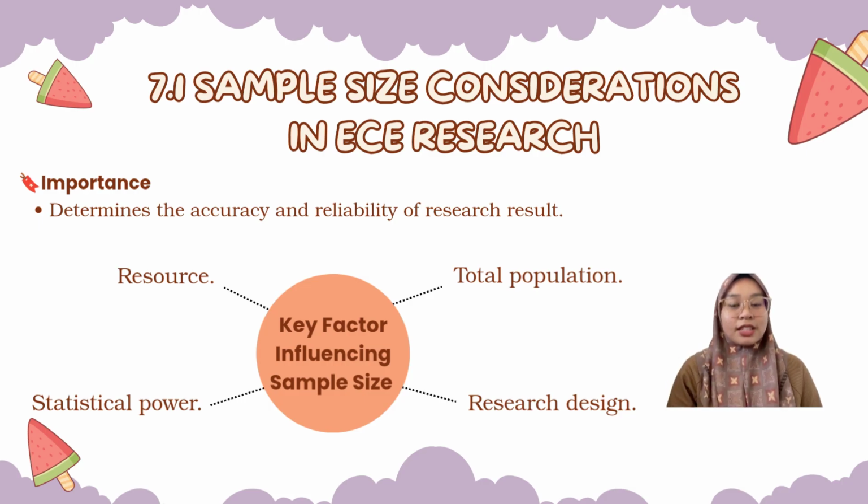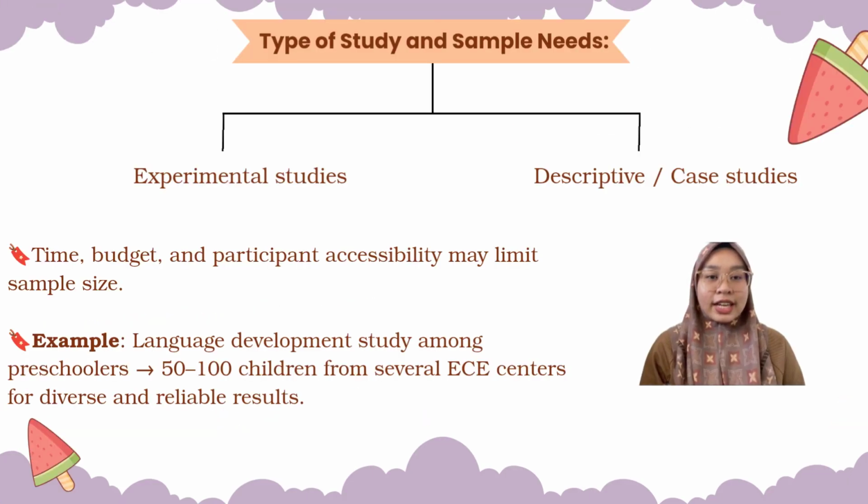generalizable results. Experimental studies often require a bigger sample to detect measurable differences between groups, while descriptive or case studies may involve fewer participants. Other factors such as the diversity of children, their age range, and developmental differences must also be considered, as they can affect the validity of the findings.